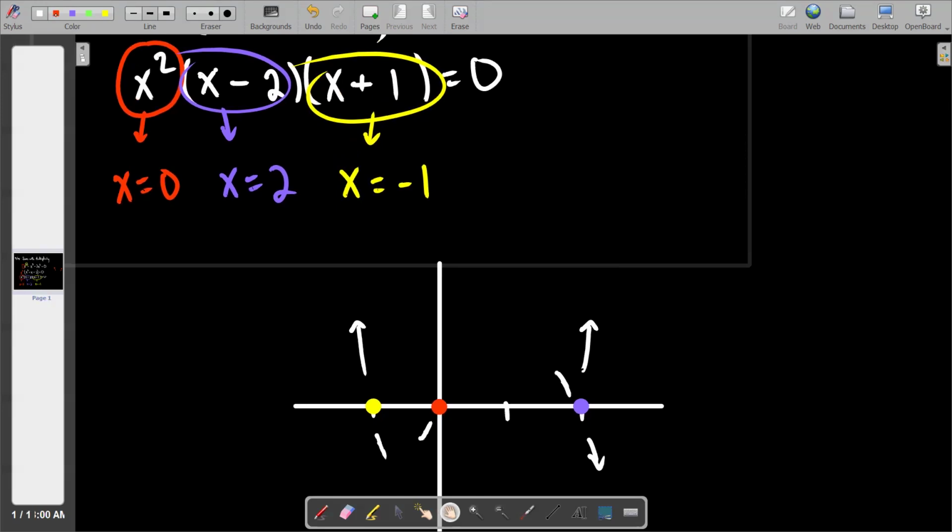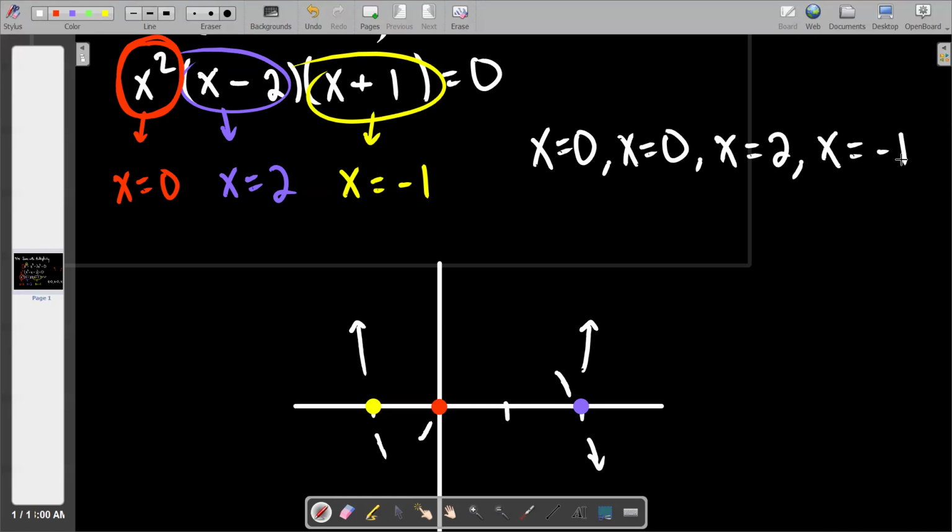Do you remember, let's go back up and look at the zeros. And I hope this part makes sense. Focus on the red guy. What's the degree of that factor? The degree. What's its exponent? 2. What that means, pay attention now, is that that 0 counts for 2. It has what we call multiplicity. Technically, if you were to make a full comprehensive list of all of the zeros, this is what they would look like. X equals 0, X equals 0, X equals 2, and X equals -1.